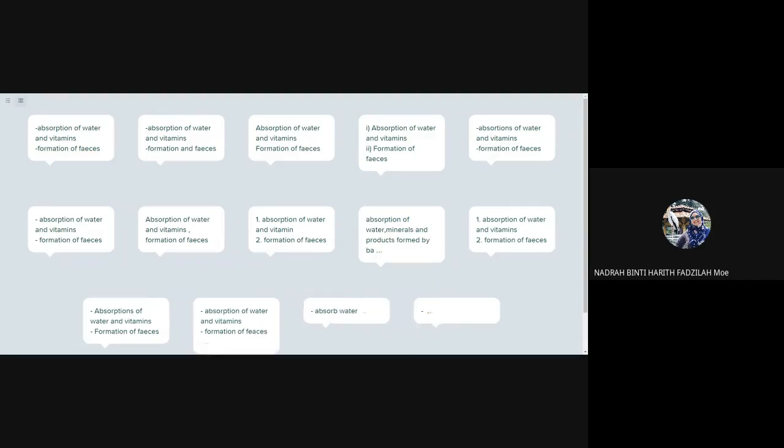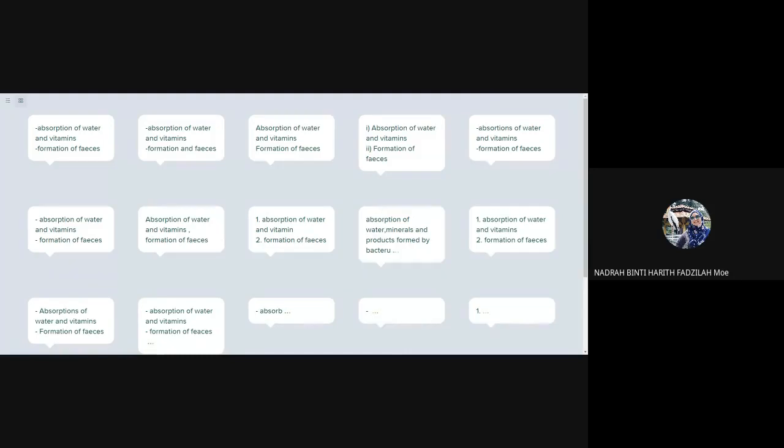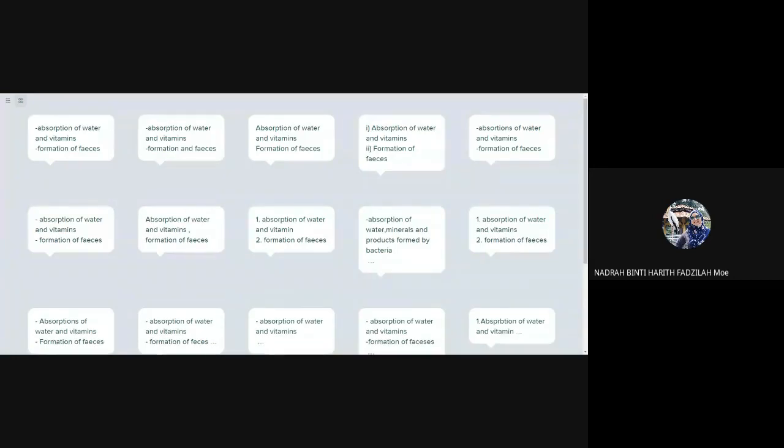Kenapa absorption of water and vitamins? Sebab vitamin tu larut air, macam kita sebut masa absorption of digested food dekat villus tadi kan. Vitamin B dengan C boleh absorb masuk dalam villus sebab dia larut air, dia bergerak sekali dengan air. It is the same case as in the large intestine as well. Since the vitamins are dissolved in water, so when the large intestine absorbs water, vitamins go along also lah.